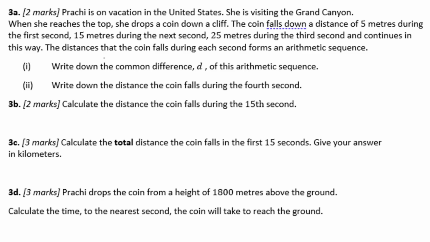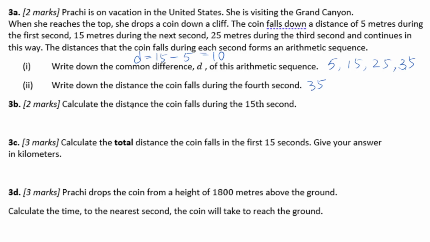Write down the common difference d of this arithmetic sequence. The arithmetic sequence formed is 5, 15, 25, and so on. So d equals 15 minus 5 equals 10. Write down the distance the coin falls during the fourth second. We keep adding 10. We will get 35 for the fourth second.